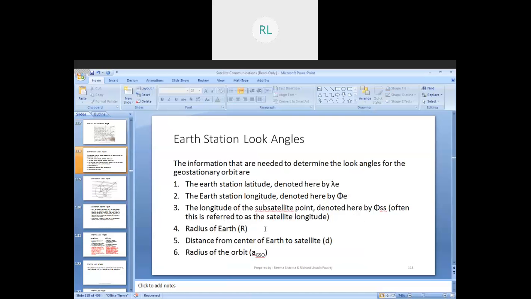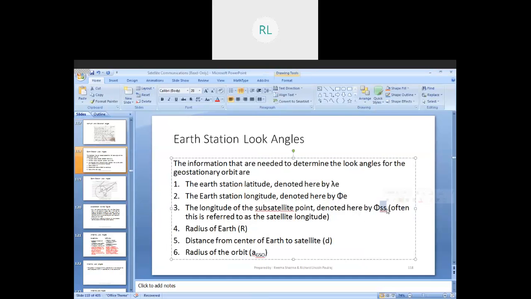Fine. So we will be using all of these extensively. Lambda e, phi ss, r, and d, and a GSO, all this. So lambda e is nothing but the latitude, earth station latitude. Phi is your longitude of earth station. So earth station E is represented with the subscript e. So you can keep that in mind.